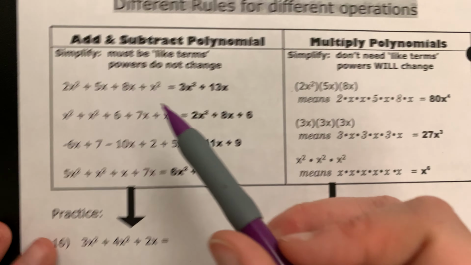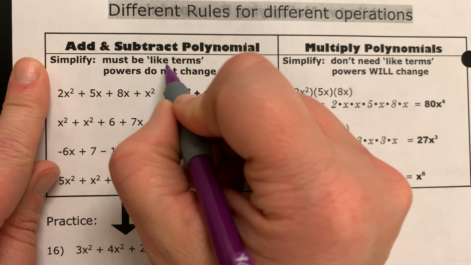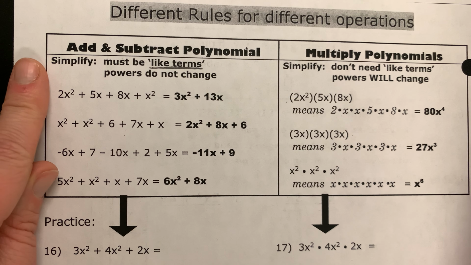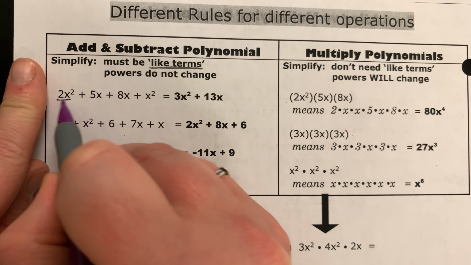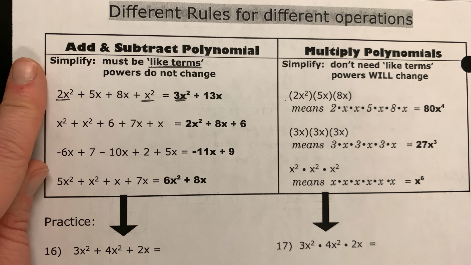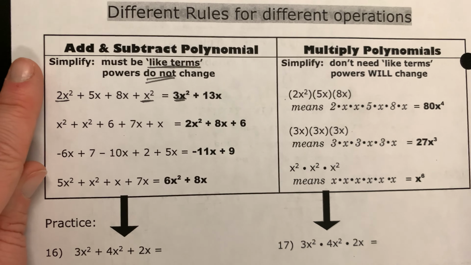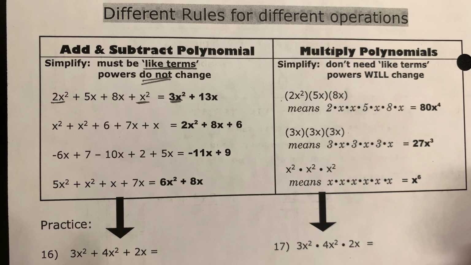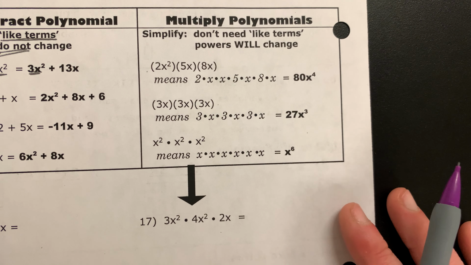Okay, so when we are adding, they must be like terms. They have to have the same letter with the same exponent in order for me to combine them. Okay, my powers do not change. Right?